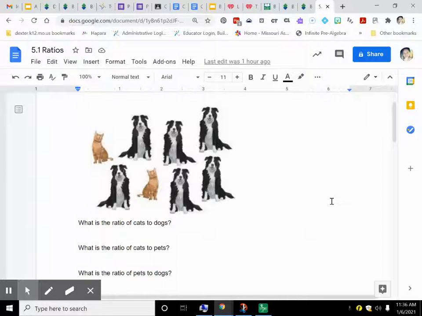Okay. The next one was ratio of cats to pets. Number 8, what did you get for cats to pets? 2 to 8. You got 2 to 8. All right, Brooklyn, tell us, do you agree or disagree? I agree. Awesome. And the last one is the ratio of pets to dogs.